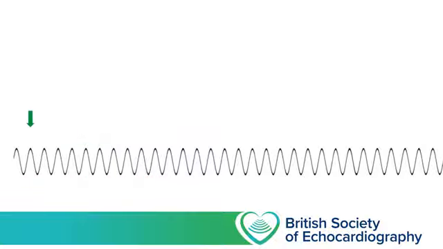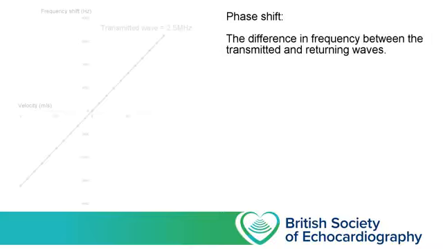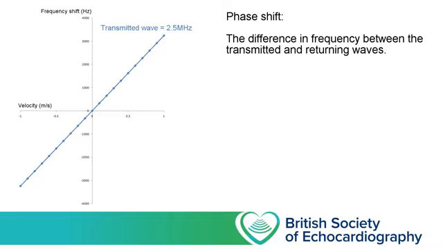In fact, if this is our wave and this is our first sample point here, then we're not going to get to sample this wave again until over 500 periods have elapsed. So instead of measuring the frequency of a returning wave, when using pulsed wave Doppler, what we measure is phase shift. How different is the returning signal from the one that we transmitted? How different is the returning signal from what we would expect to see if a returning signal returned unchanged?